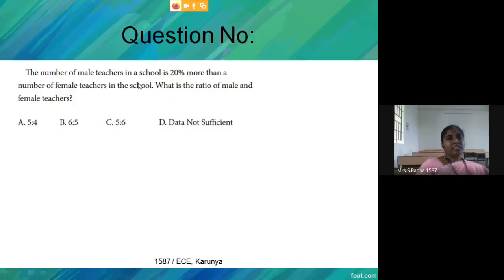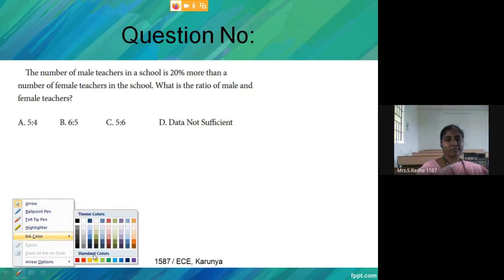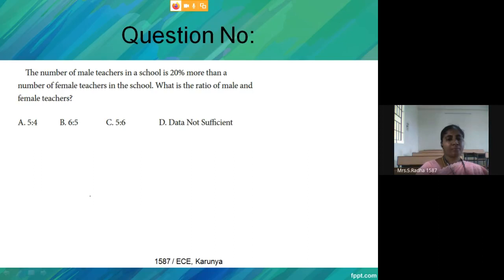The number of male teachers in a school is 20% more than the number of female teachers in the school. The thing is, not many colors are available. So here, male teachers are 20% more than female teachers. Number of female plus 20% more than the female present. What is the ratio of male and female teachers?